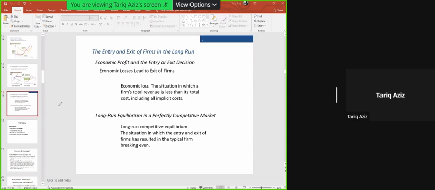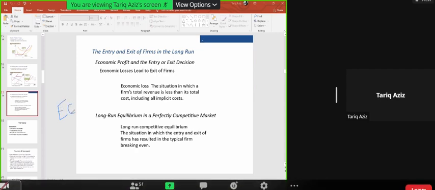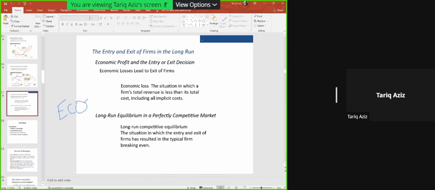So in short, we can say that economic cost is explicit cost plus implicit cost. And what is implicit and explicit? Explicit costs are those costs which are recorded in the accounting statements, and implicit costs are not recorded. So if we take account of implicit costs also, that can be termed as economic cost.